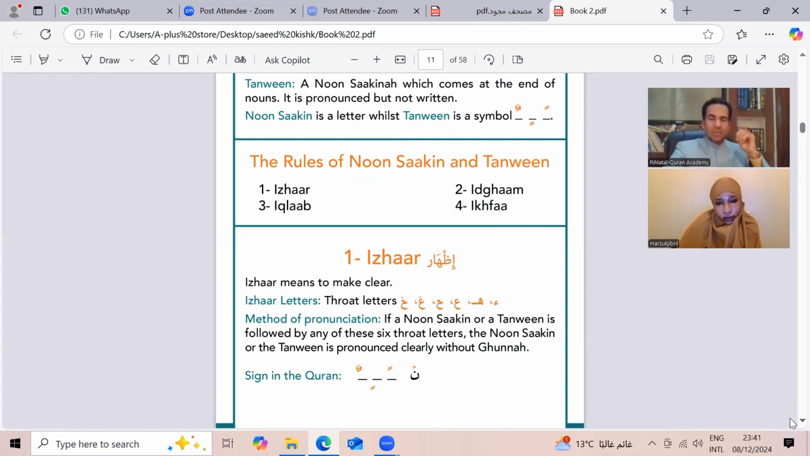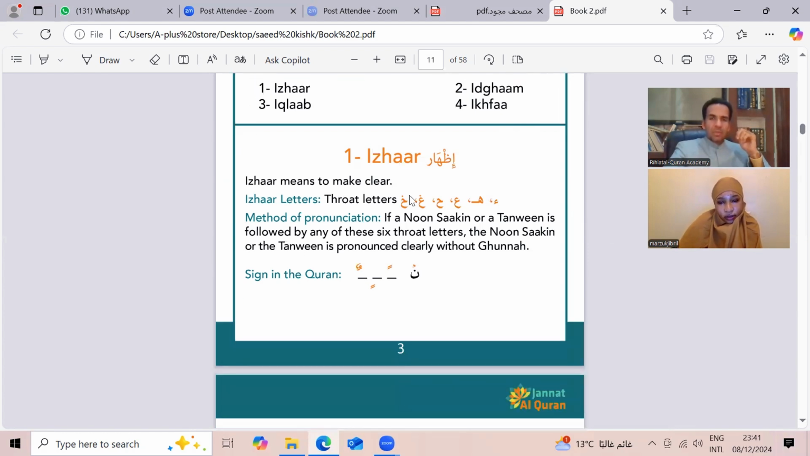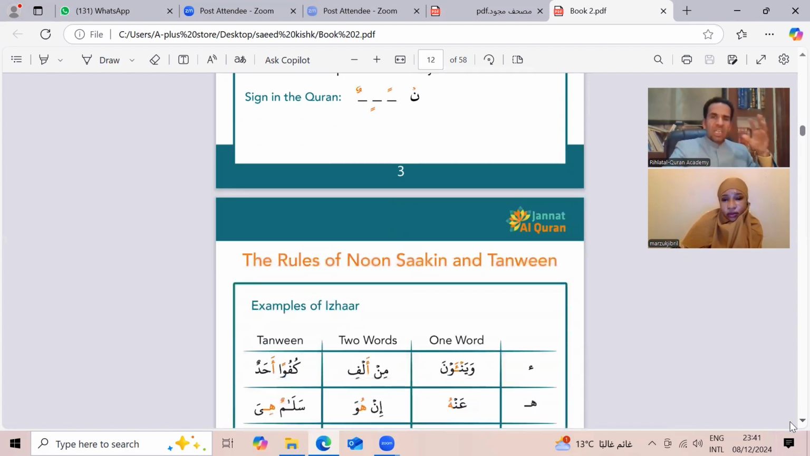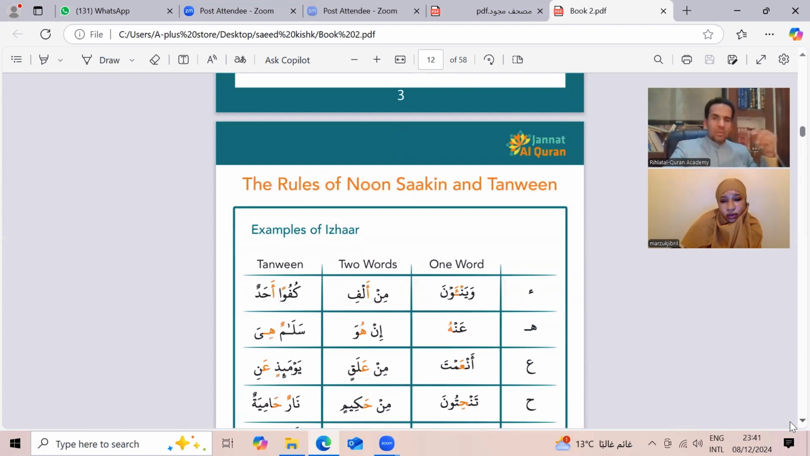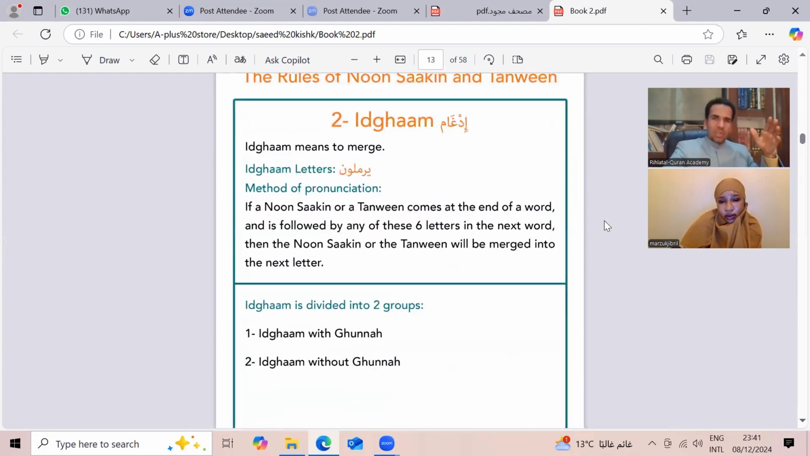What does Izhar mean? To be clear. How many letters do we have for Izhar? Six. If you found noon sakinah or tanween followed by any of these letters of Izhar, what should we do? Make it clear. Okay, great. The second rule is idgham. What does idgham mean? Mix together, merge. How many letters of idgham do we have? Six. Exactly. It's gathered in what? In the Arabic word, yarmaluna.